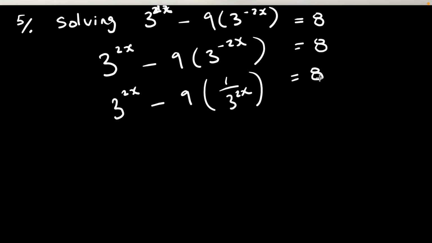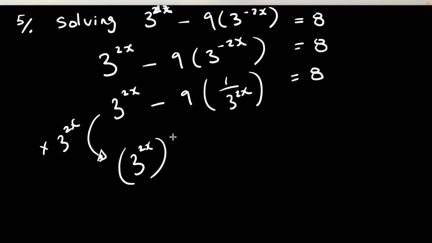Well, we could let m be equal to 3 to the 2x. But before that, let's say I don't want a fraction here. Let's do this differently. Let me cancel that fraction. So I'm going to multiply it by 3 to the 2x. Now what happens? This becomes 3 to the 2x squared. This would cancel because this is 1 over 3 to the 2x times 3 to the 2x over 1. And this would be 8 times 3 to the 2x.